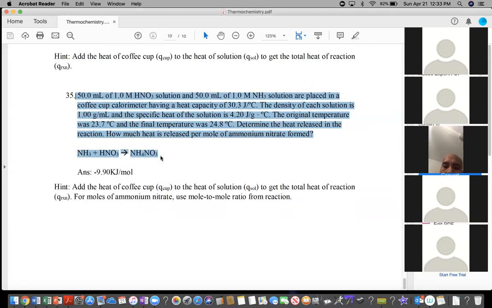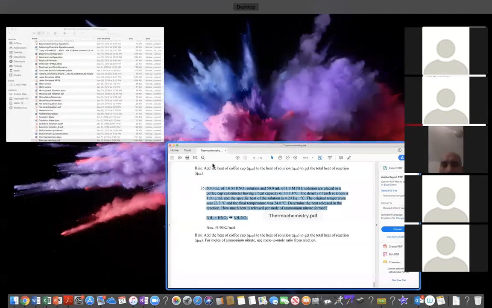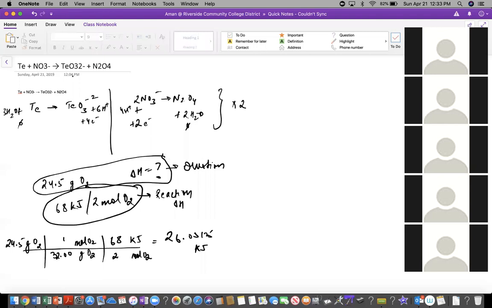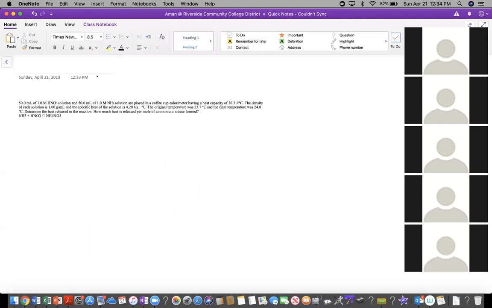Can you copy the question? Trying to make sure I understand this before I take the quiz, because I'm sure this will be on the quiz today.